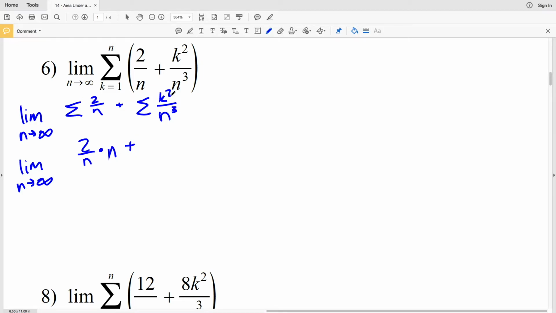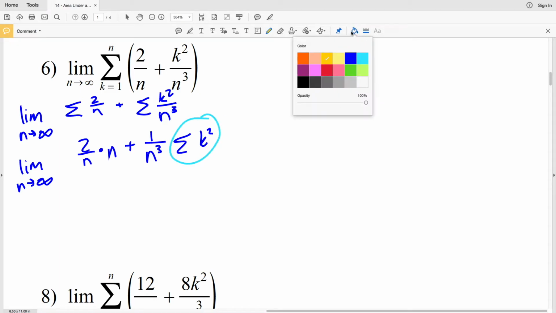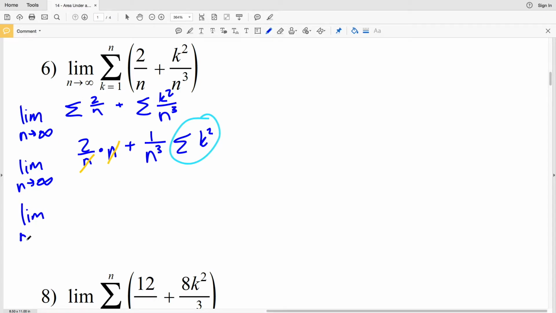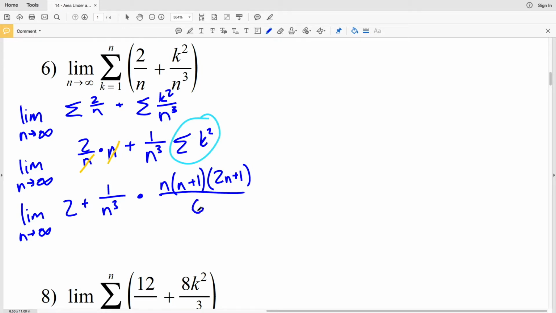And for my second term, I'll pull out a 1 over n cubed and still have the summation of k squared, which we know is our formula. Now in the first term, my n's will cancel out because 2 times n over n is 2. So I'll have the limit as n approaches infinity of 2 plus 1 over n cubed times, remembering our formula, n times n plus 1 times 2n plus 1 all over 6.